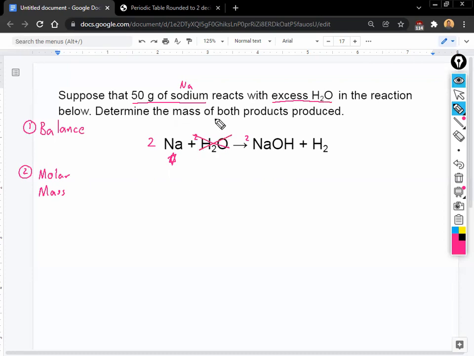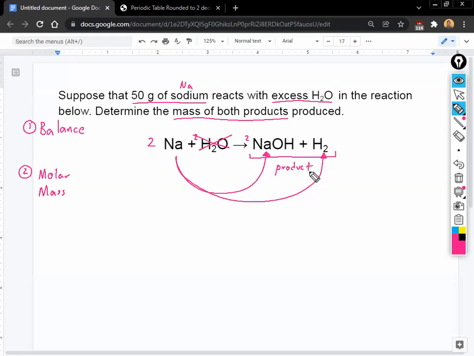And then the problem is asking us to find the mass of both products. Okay, so in a chemical equation, whatever you have on the right side of the arrow is going to be the product. And here we have two different products. We have NaOH and we have H2. So in this problem, you're going to be doing stoichiometry 2 times. One time, you're going to do a problem where you go from Na to NaOH. And then another time where you do Na to H2.